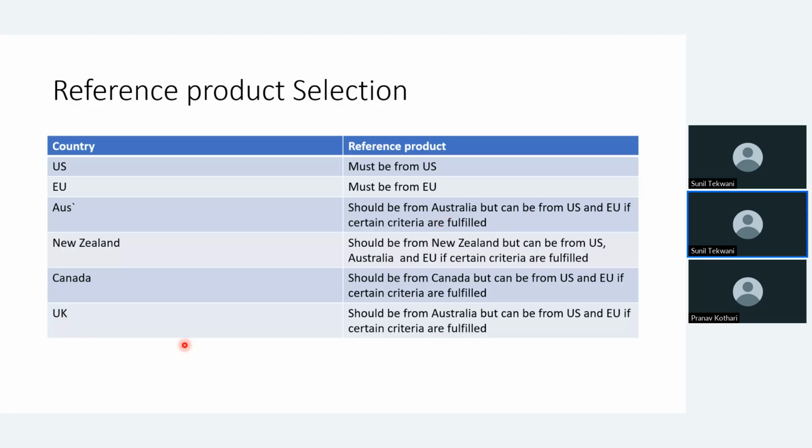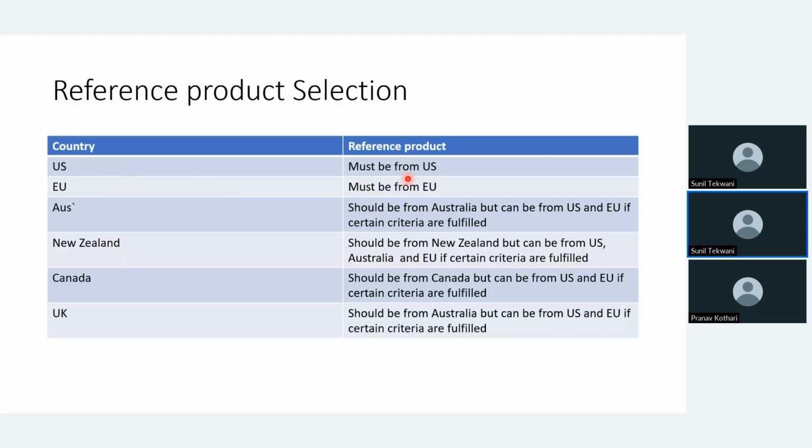The UK also accepts US and EU, and sometimes Australia reference products also. Preferably it should be from the UK, but if not, then US, EU also is acceptable if you prove that the UK reference product is equivalent to the US or EU reference product. Okay, so this is the most important thing.